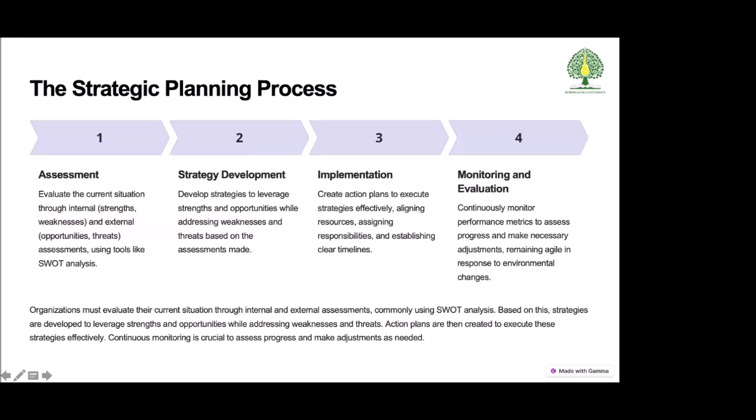And the next, the strategic planning process, including 4 points. Assessment: the tool called SWOT analysis is commonly used. Organizations must evaluate their current situation through internal assessment, like strengths and weaknesses, and external assessment, opportunities and threats. So the SWOT tool covers strengths, weaknesses, opportunities, threats.